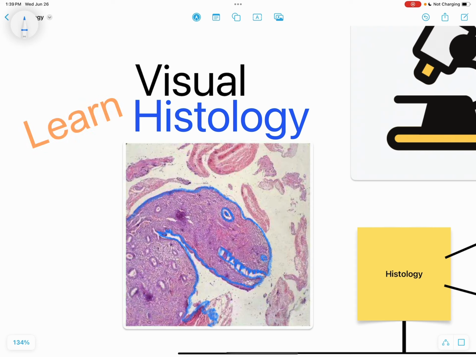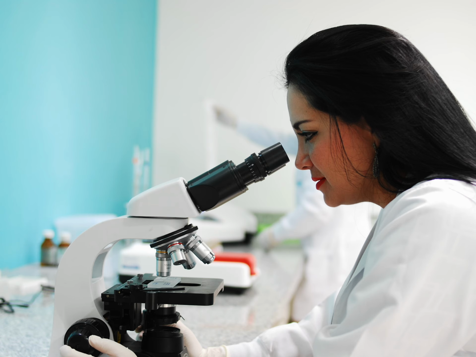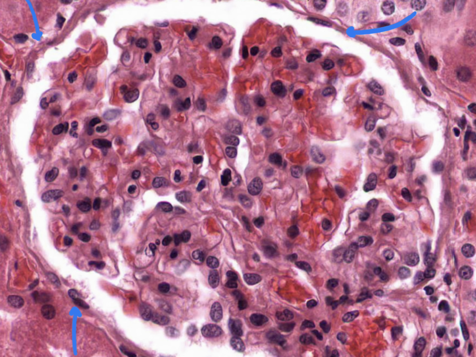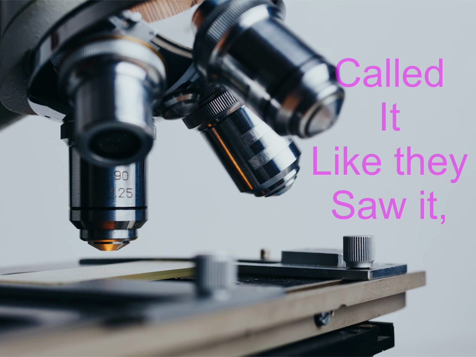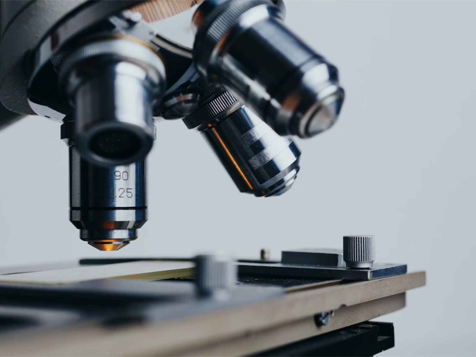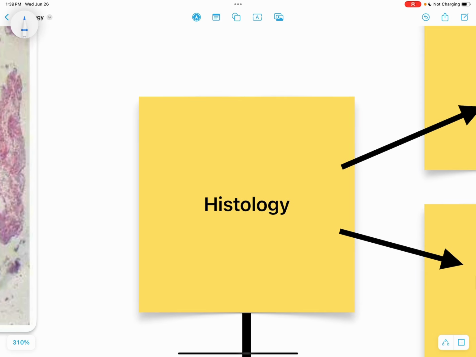When we start learning about histology, it's really important to know that someone looked down a microscope, and when they looked down that microscope, they saw something. They saw a tissue. And they usually were very descriptive, so they would call it the way they saw it. So histology is the study of tissues. Now, what's a tissue, you may ask?